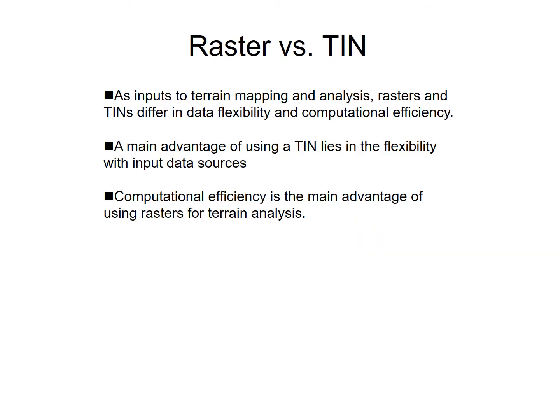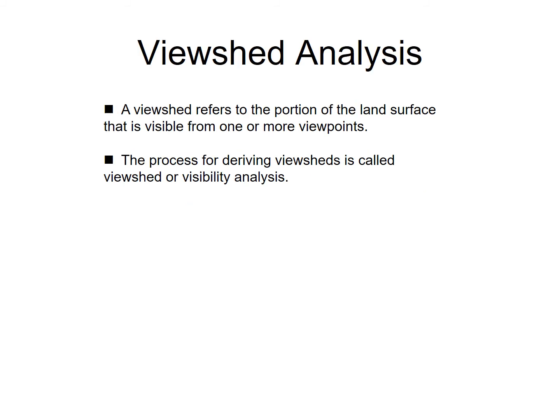Rasters and TINs as inputs for terrain mapping analysis. Rasters and TINs differ in data flexibility and computational efficiency. The main advantage of a TIN is that it is flexible with input data sources, but computational efficiency is the main advantage of using rasters. In other words, you can do so much more, so much faster with a raster than what you can with a TIN. Remember the old saying, vector is corrector, raster is faster.